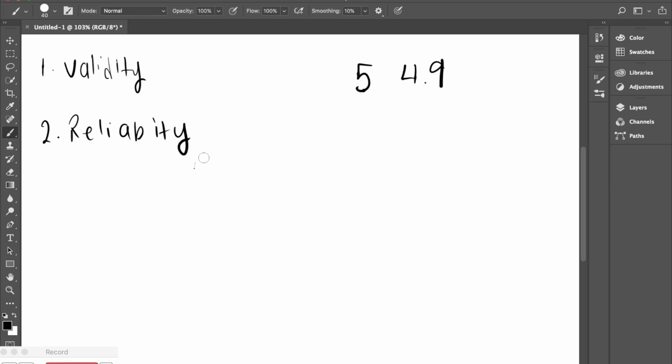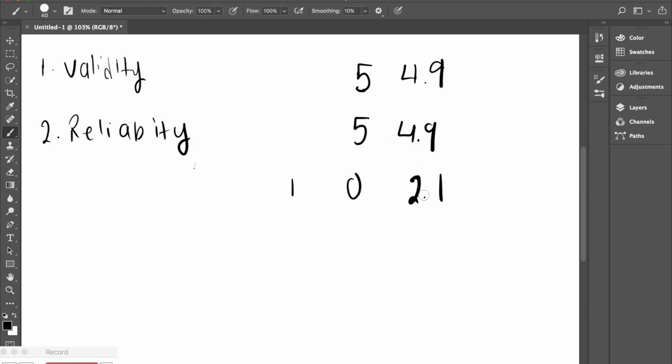The second thing is reliability, and reliability refers to the precision of your measure. If I keep repeating my measures, will I continue to get values that are close to 5? For example, maybe I got 4.9 the first time. But what if I got 1 the second time, and I got 0 the third time, and I got 2.1 the fourth time?